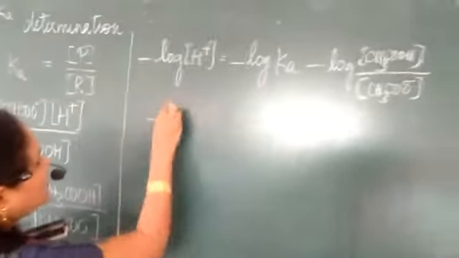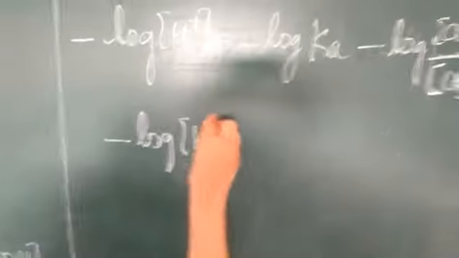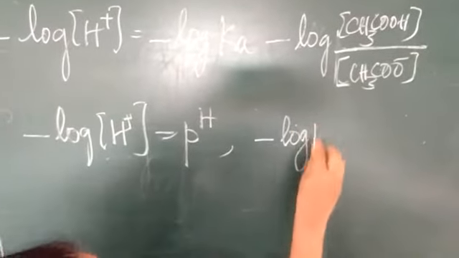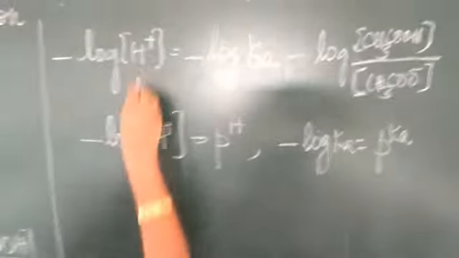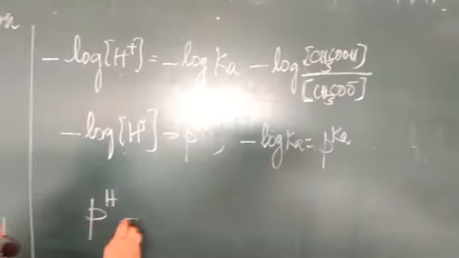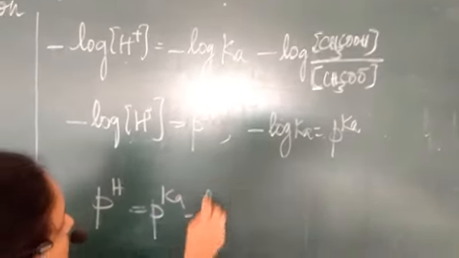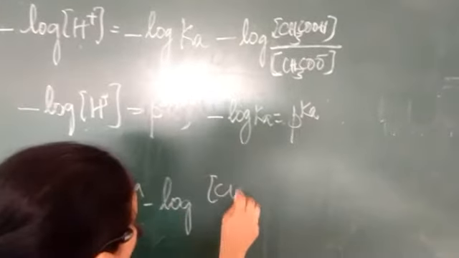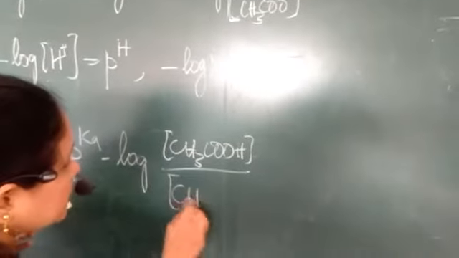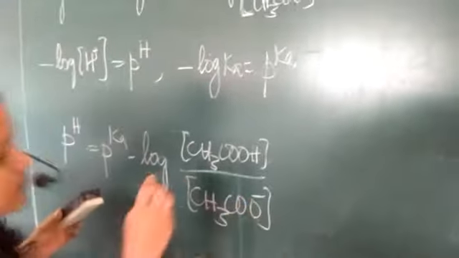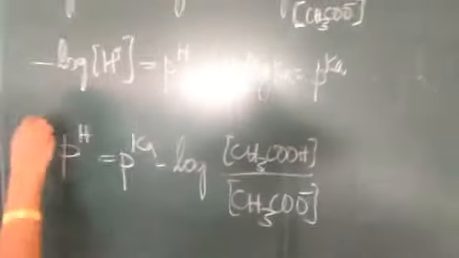Now we know that minus log of H plus is equal to pH. Similarly, minus log of Ka is equal to pKa. Substituting this here and this here, we have pH is equal to pKa minus log of concentration of CH3COOH divided by concentration of CH3COO minus. So now this expression is called the Henderson-Hasselbalch expression.